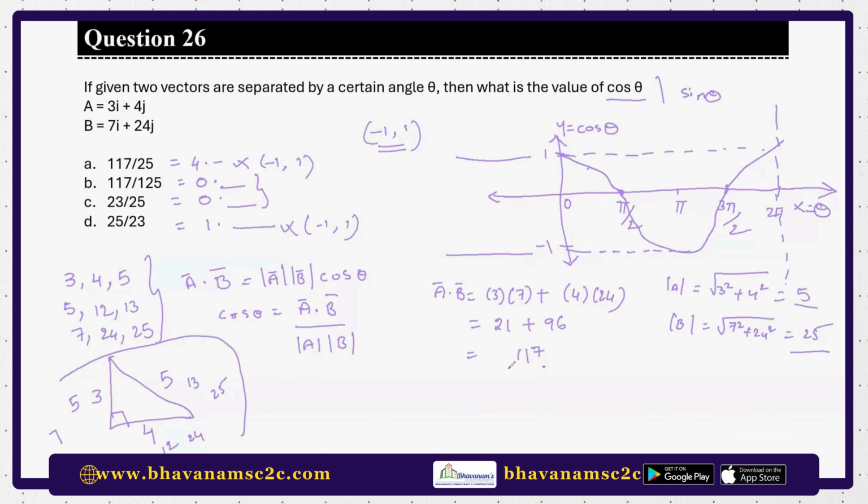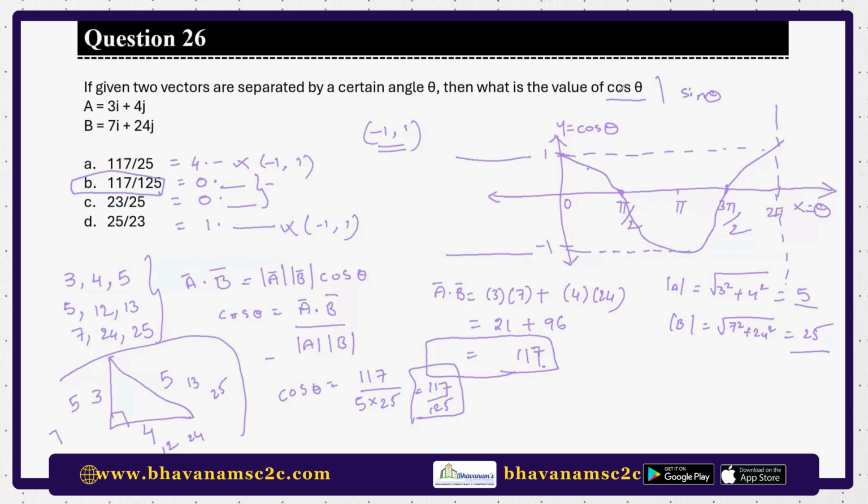We have to substitute the dot product value, which is 117, and these two values, 5 and 25, within our cos theta formula. Now, if you substitute, cos theta equal to dot product value 117 by 5 into 25. 25 5s are 125. It is 117 by 125. Okay. This is the answer. Option B is the answer. And as I said, the value is in between minus 1 and 1.